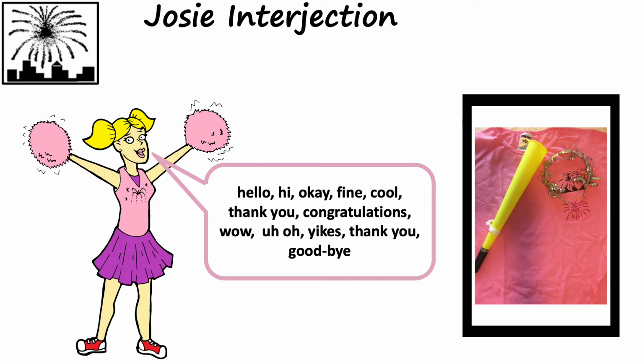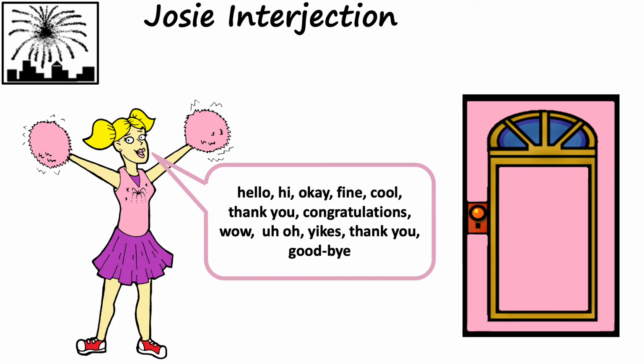As soon as she opens her door, she'll start saying her interjections. She'll say, "Hello," or "Hi." After you tell her you came for a visit, she'll say, "Okay," or "Fine," or "Cool." You'll tell her all your news, and she'll comment with "Congratulations," or "Wow," with exciting news, or maybe "Uh-oh," or "Yikes," with bad news. When you're done visiting, you'll give back your outfit, and she'll politely say "Thank you" and "Goodbye."